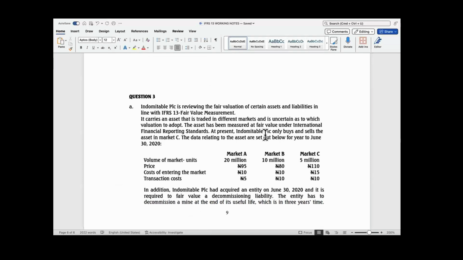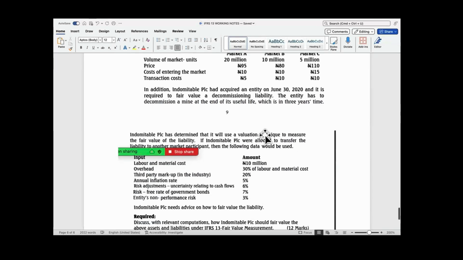Okay. So in this case now, if I may ask, what's the most advantageous market here? Market C. Yes, that's correct. It's market C, because the return in market C is almost 95. So what's the fair value in market C then? It is 95. Yes, okay, 95.